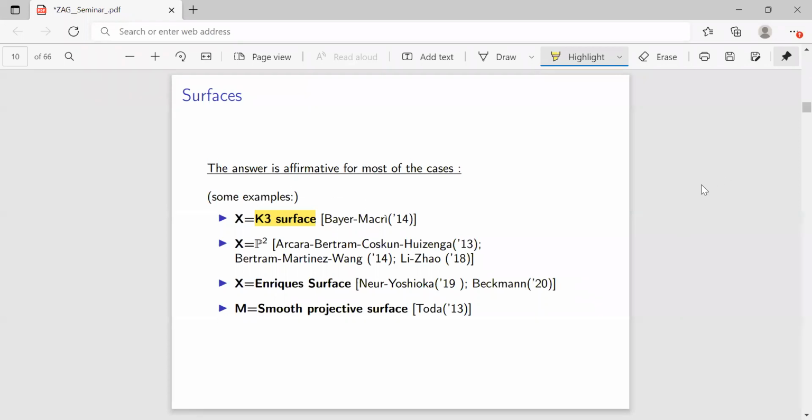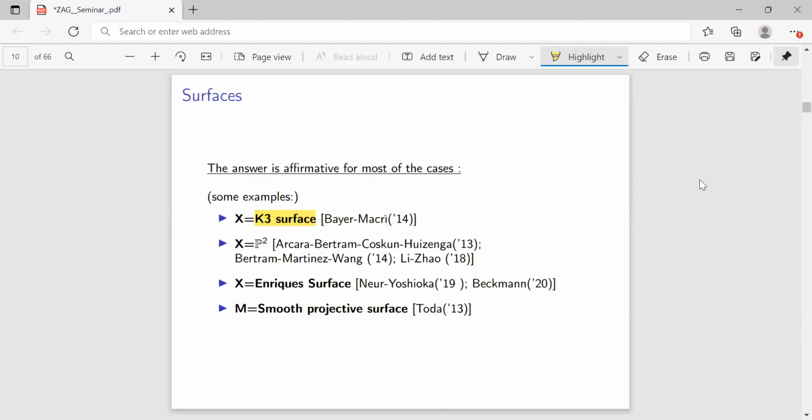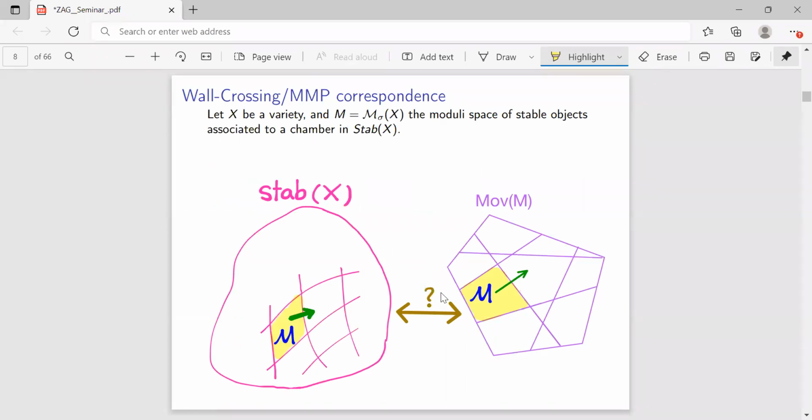Let's look at the case of K3 surfaces more carefully. We just want to explain this correspondence for the case of a K3 surface. Let S be a K3 surface and v a primitive class. The next theorem just implies one direction. Let's get back to the picture. In this picture, we have two directions, one from the right to the left, one from the left to the right.